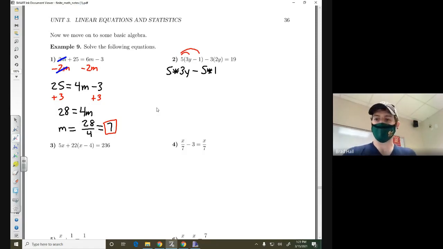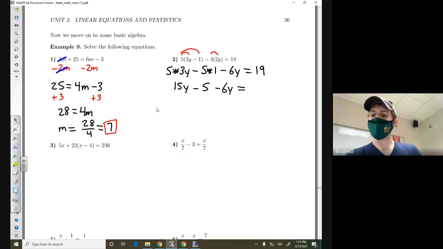And then we just have negative 3 times 2y. I guess it's technically distribution. I mean, you're really just distributing to one term, so it's really just multiplication. So that would be negative 6y, because negative 3 times 2 is negative 6, and there's a y there, and that's 19. So that would be the first step as laid out as possible. 5 times 3y is 15y, minus 5 times 1 is 5, minus 6y is equal to 19.